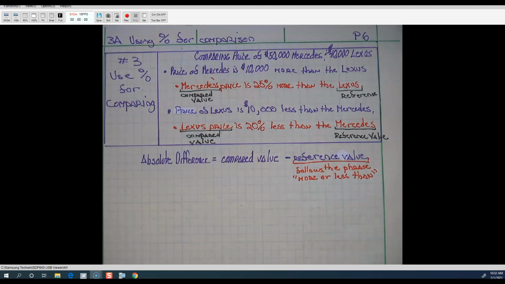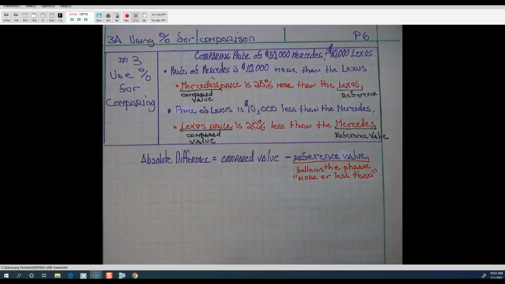So if I said, let's see, the price of U of A's tuition is 20% more than ASU's tuition, then ASU would be the reference value and U of A would be the compared value. All right, the one that is first is the compared value, the one that's second is the reference value.